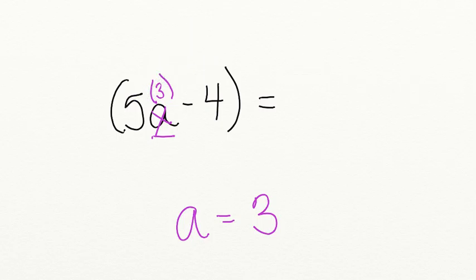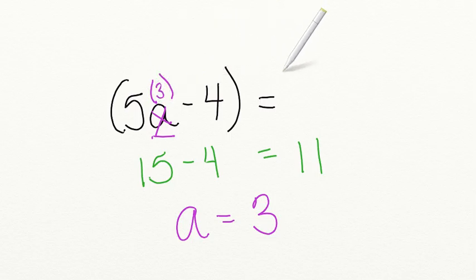Let's go ahead and start with our order of operations. First, we start with parentheses. Well, our entire expression is within parentheses, so then we're going to move on to our next set of parentheses to multiply these two numbers together. 5 times 3 equals 15, minus 4. 15 minus 4 equals 11. So 5 times a minus 4 has a value of 11 when a is equal to 3.